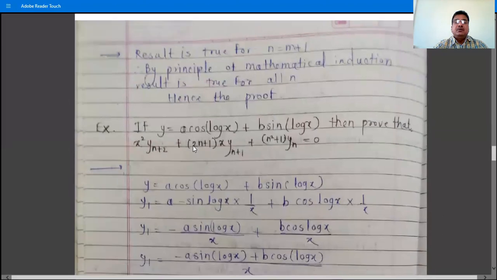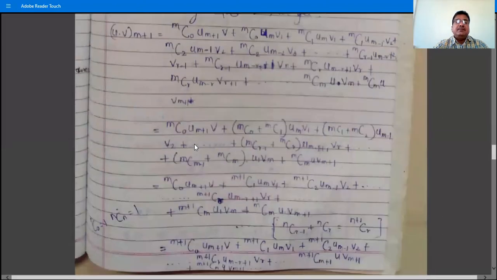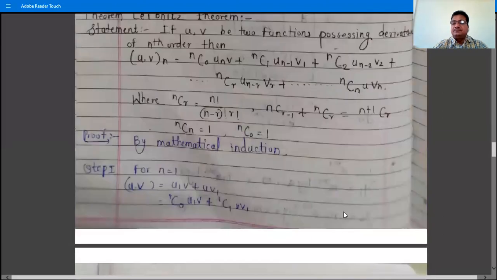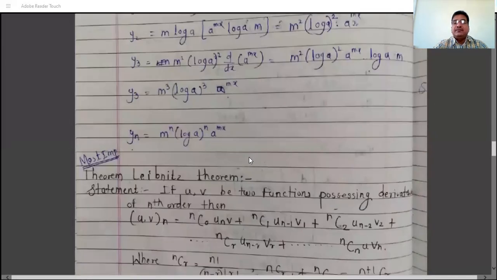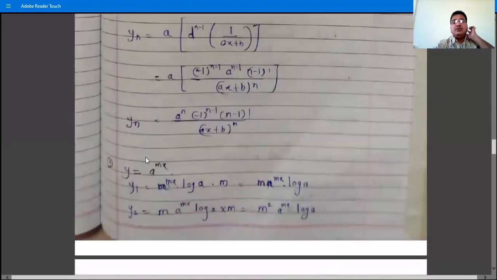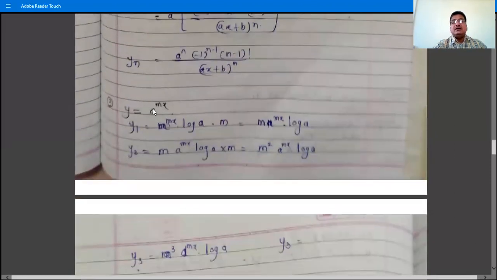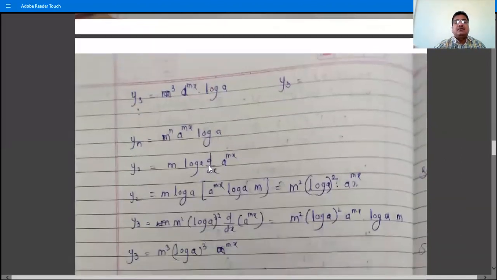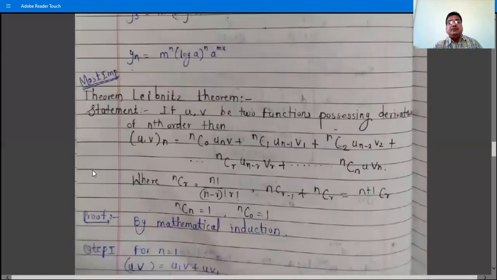So we'll see the proof of Leibniz's theorem and the remaining problems of nth order derivative in the next lecture. The remaining problems are what? Y is equal to sin ax plus b, cos ax plus b, then find yn. So we'll see the remaining problems and the proof of Leibniz's theorem in the next lecture.